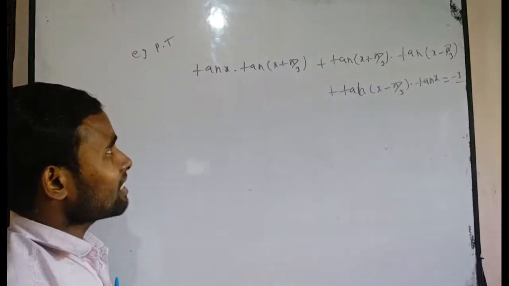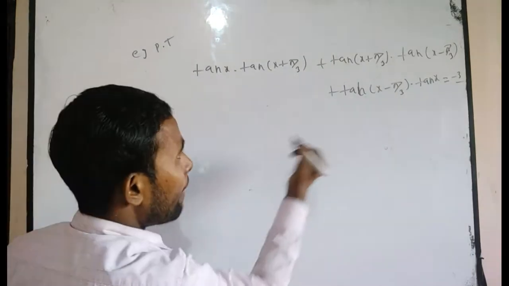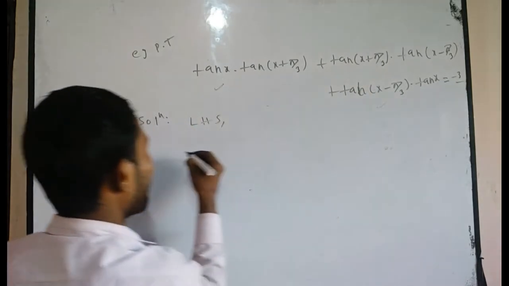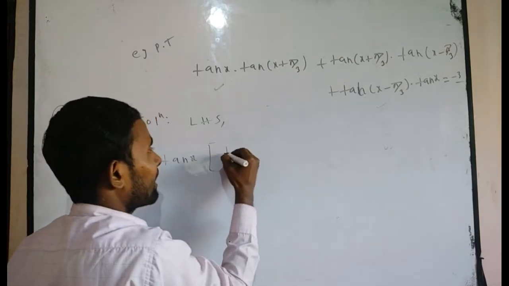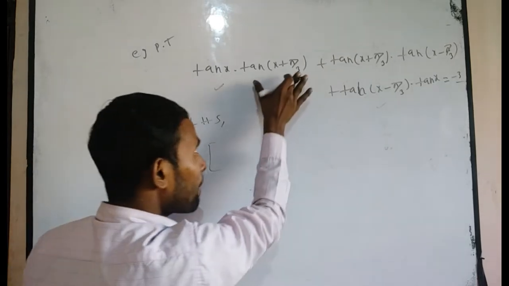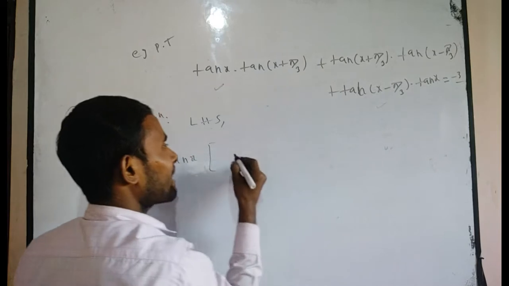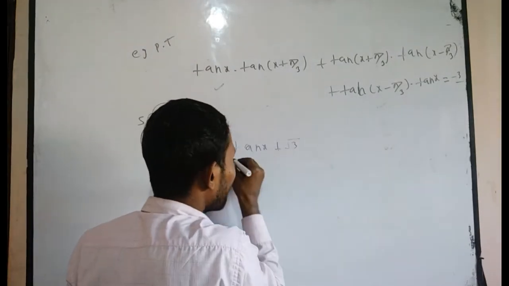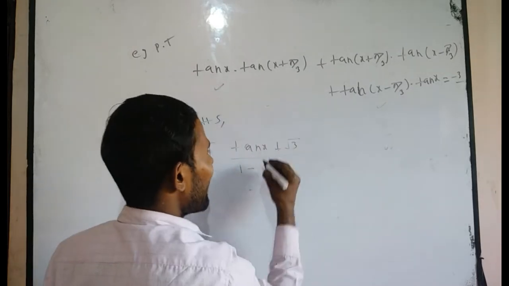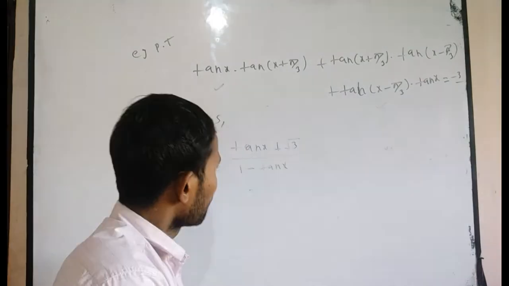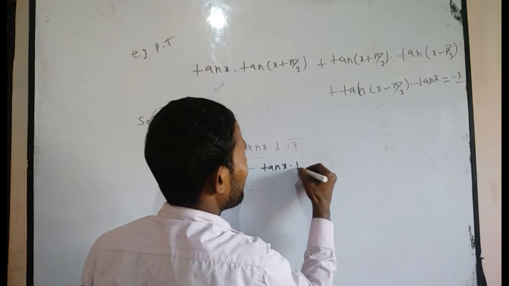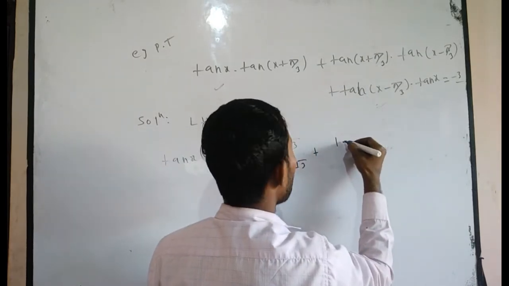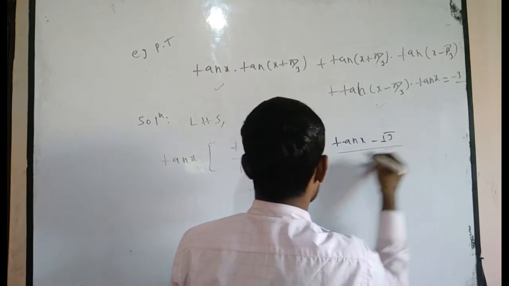Now you will definitely wonder how to solve this question. Firstly, you have to go from LHS. If you take tan x common from the first and last term, then you get tan x times tan(x plus pi by 3) plus tan(x minus pi by 3). What will be the value of tan(x plus pi by 3) and tan(x minus pi by 3)? tan(x plus pi by 3) can be written with tan(pi by 3) equal to root 3. By the formula, tan(a plus b) is (tan a plus tan b) divided by (1 minus tan a tan b), so it will be (tan x plus root 3) divided by (1 minus root 3 tan x), plus tan(x minus pi by 3), which is (tan x minus root 3) divided by (1 plus root 3 tan x).